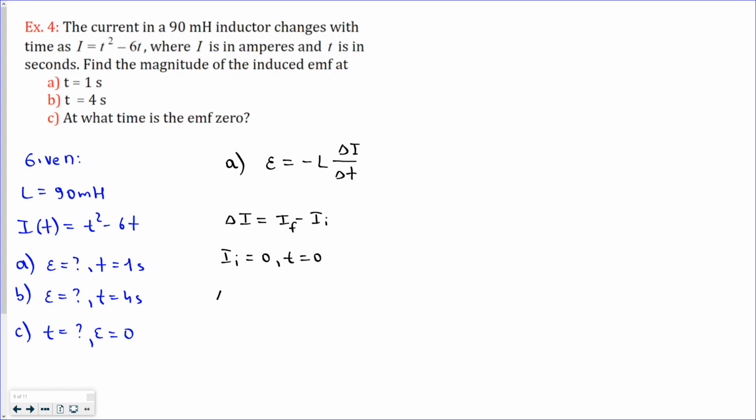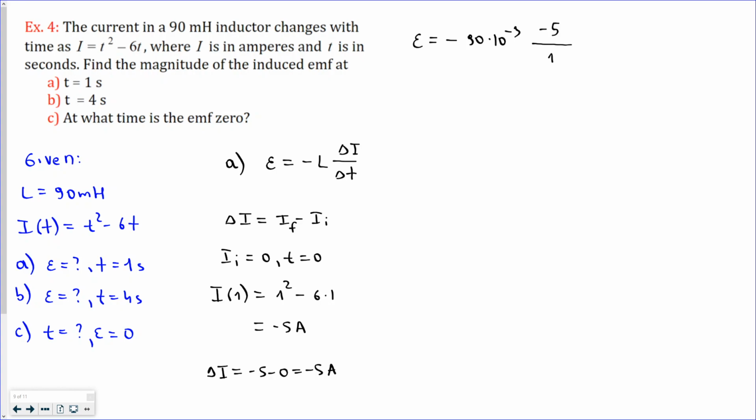And how to find the current at the first second? We just put into the t, instead of t, 1 minus 6 times 1. So 1 minus 6, we have minus 5 amperes. And change in current is minus 5 minus 0, minus 5 amperes also. Now let's put it into the equation. Minus 90 times 10 to the minus 3, this is the inductance, times minus 5 over the interval of time, which is 1.